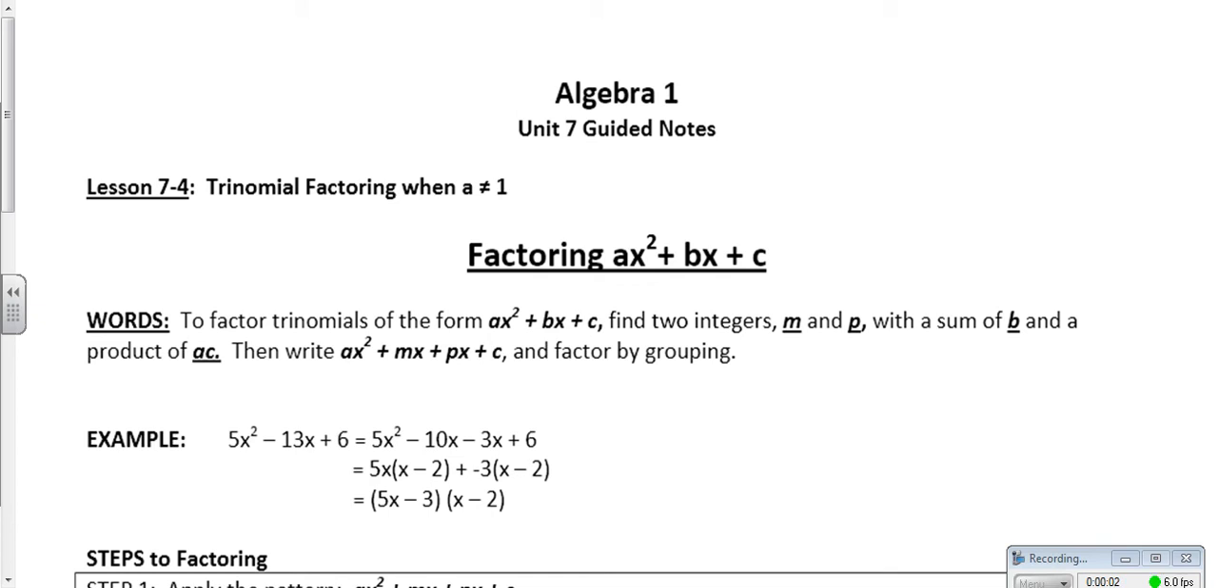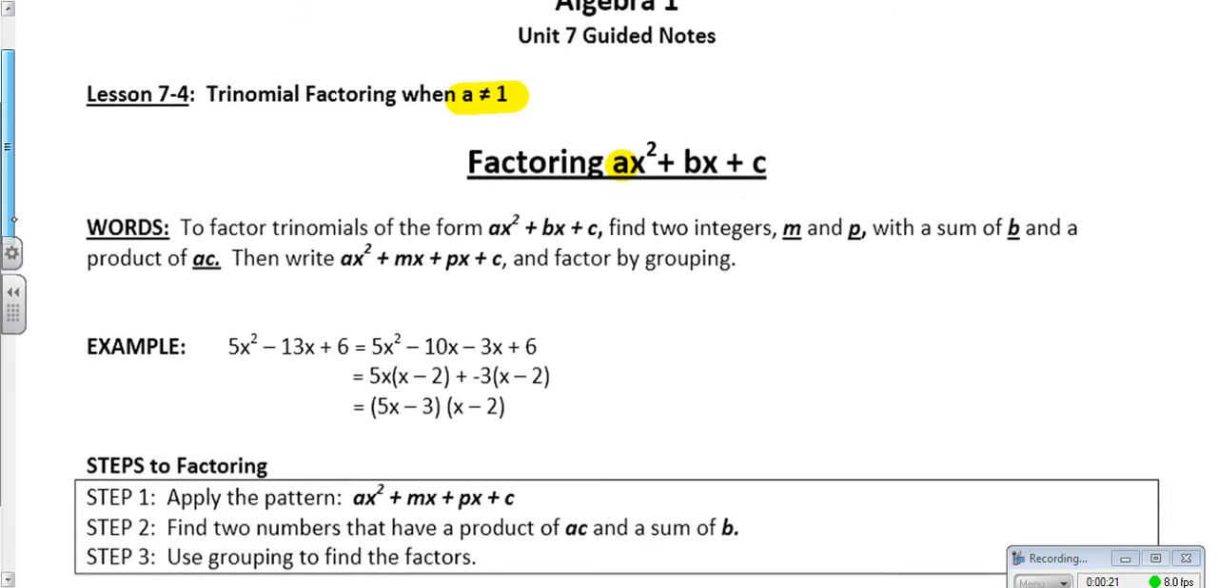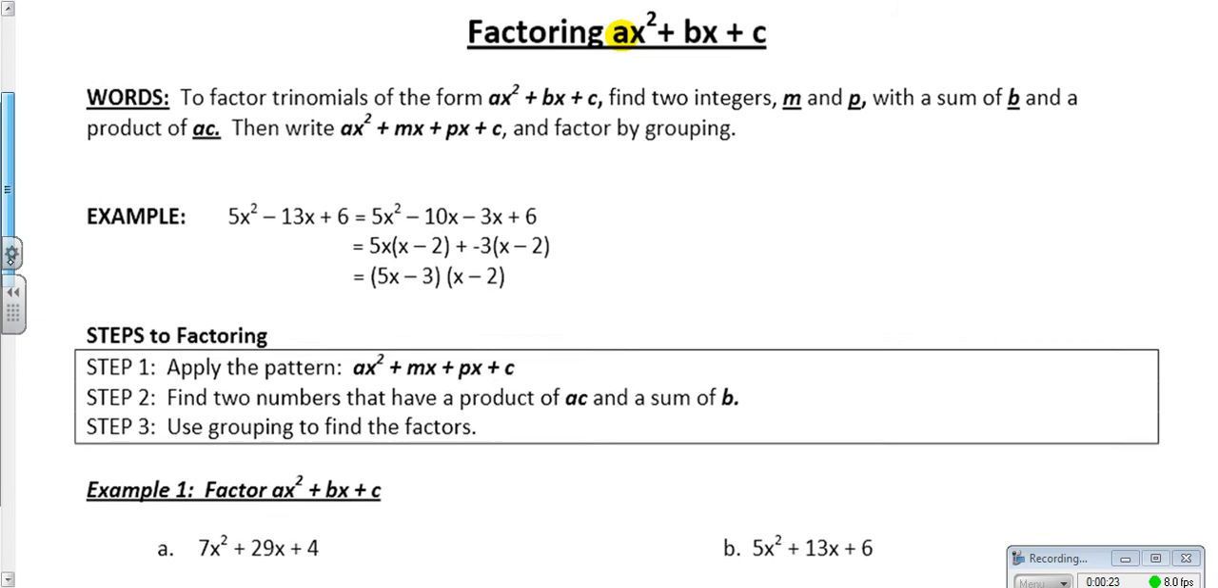Lesson 7.4. Now, in the last lesson, I may not have mentioned, but I will now, all the trinomials that we dealt with had an a of 1. In other words, the first term in front of the x squared was a 1. Now we're going to look at quadratic trinomials where the a is not a 1. It's a similar process, but it makes it a little bit more involved.